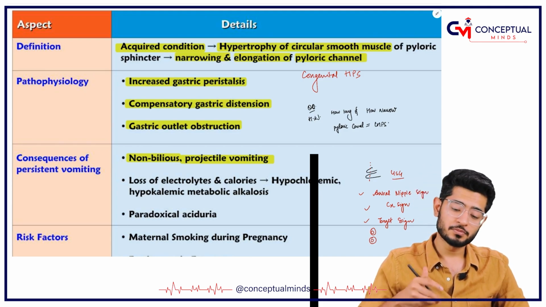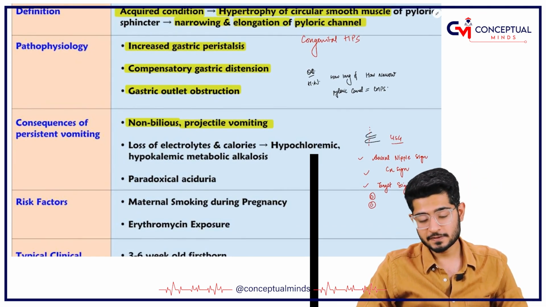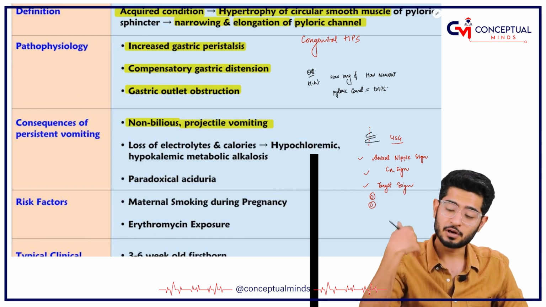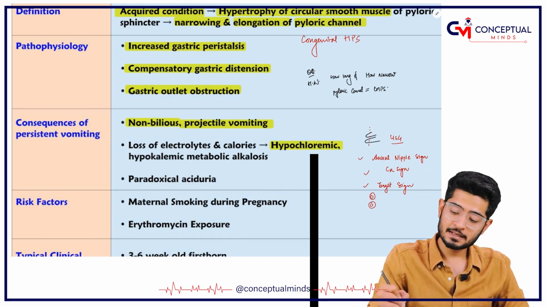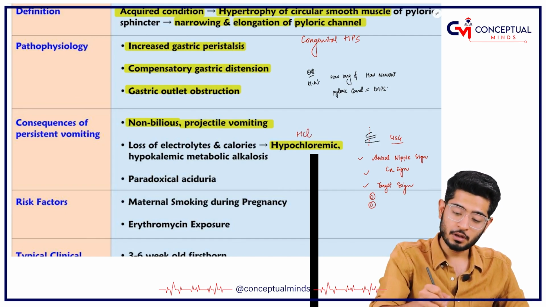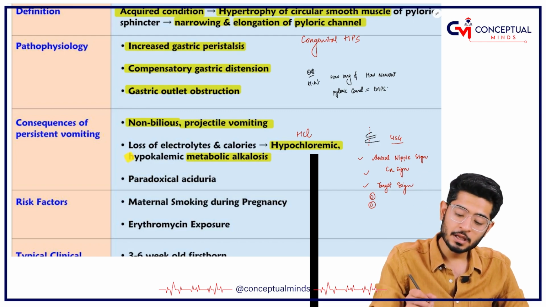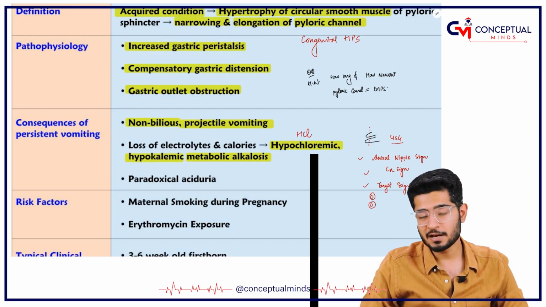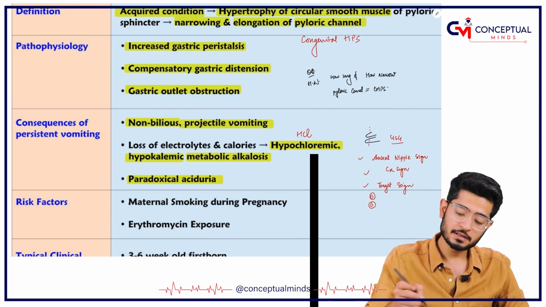But the main problem, so if somebody asks you what is the most important problem in case of CHPS, please remember that because of increased vomiting, there will be loss of HCl. Since there is loss of HCl, H gone causes metabolic alkalosis, Cl gone causes hypochloremia, and of course there will be hypokalemia. But one thing is there, that is paradoxical aciduria.